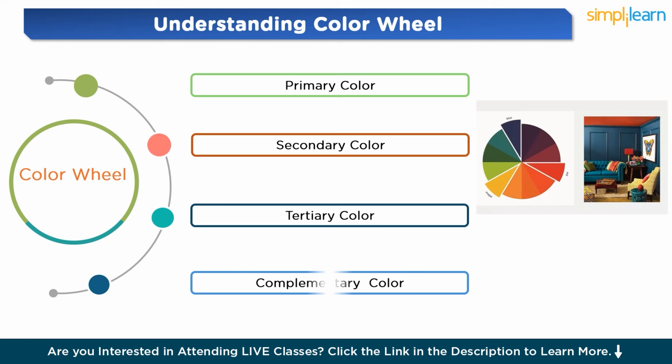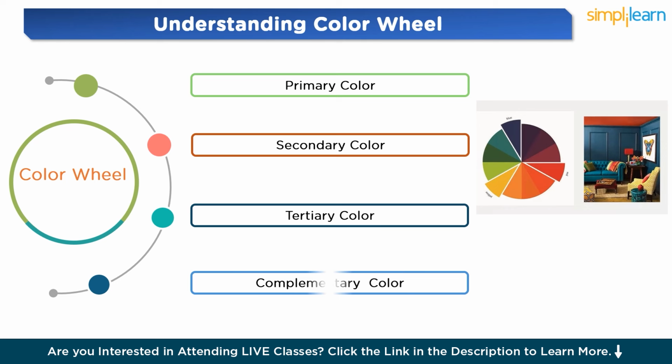Understanding the color wheel enables designers to make informed choices about color combinations, ensuring visual balance and impact in their designs. By leveraging the relationships between colors, designers can create interfaces that are visually appealing and effectively communicate with users. Whether designing for websites, mobile apps, or other digital platforms, the color wheel serves as a valuable tool for achieving design excellence.